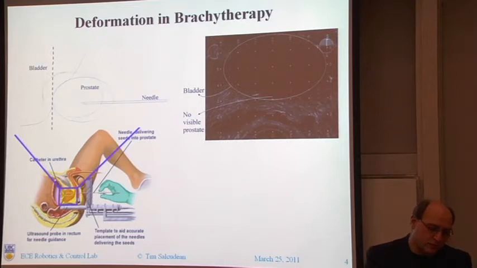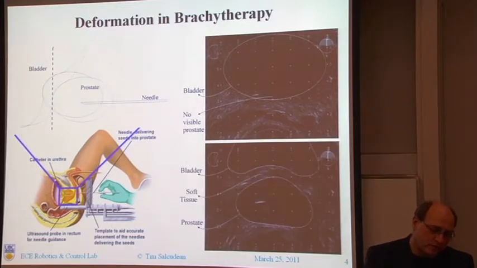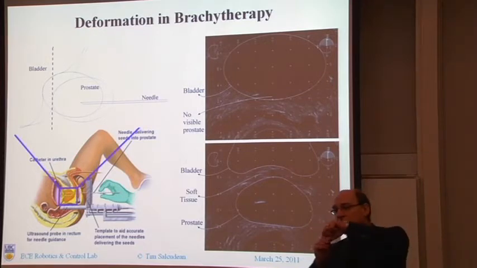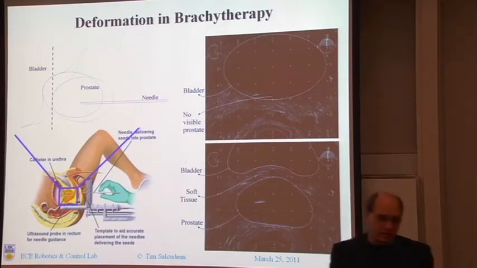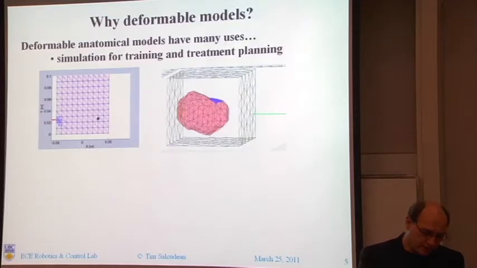You can see this in the ultrasound images shown here to the side. In the first image, prior to the deformation, we see the bladder. In the second image, the bladder has almost disappeared. The prostate appears in the transverse plane that you're looking at. So as you insert the needle into the prostate, it will rotate and translate.